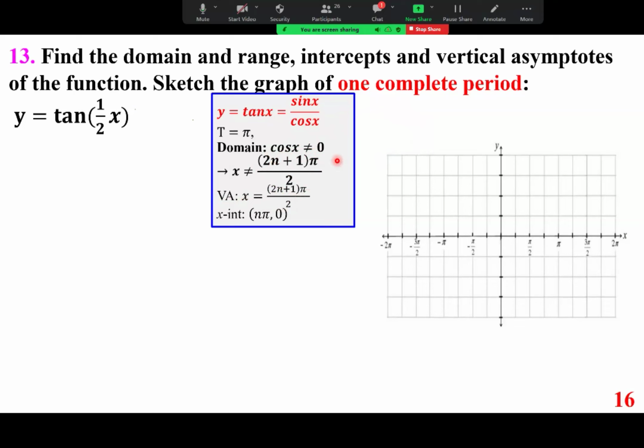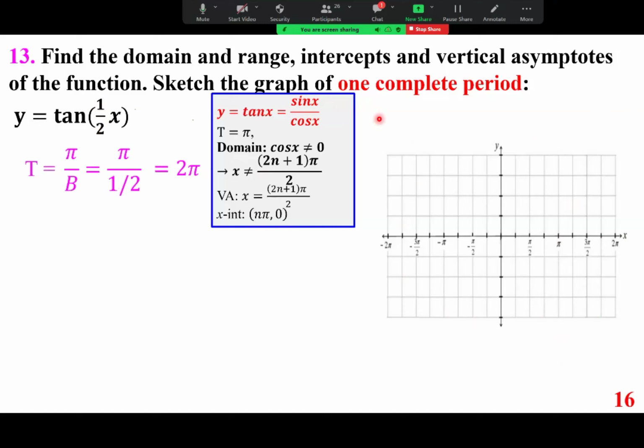Now, what are the x-intercepts? Sine x is 0, the numerator is 0. That gives you the x-intercept, n pi comma 0. This really should be easy to see from the fact that tangent is sine over cosine. In order for you to find the period, remember, you have to divide by the coefficient of x. Division by 1/2 means multiplication by 2. So basically we go from minus pi over 2 to pi over 2 for one cycle, but now we're going to go with twice this, pi to 2 pi. That's all there is to it.